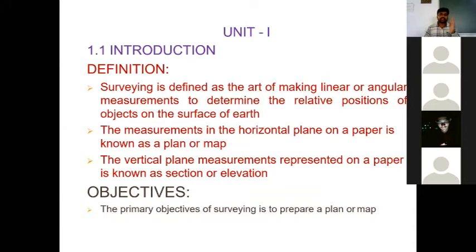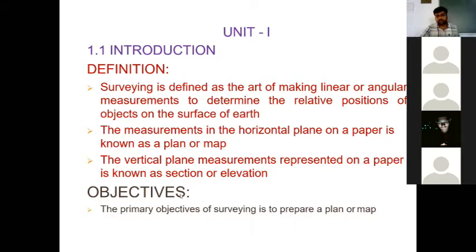So whatever is above the surface of the earth, whatever the section which is going to rise, that particular view, that is the elevation, or you can say sectional elevation. You can say sectional elevation. So these are the three things which define surveying.